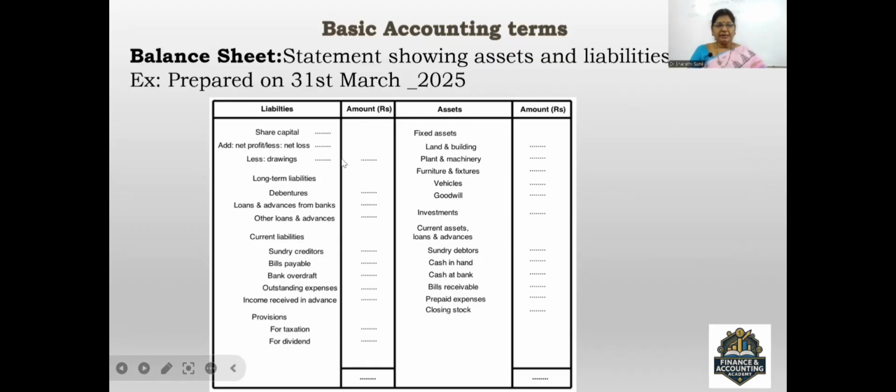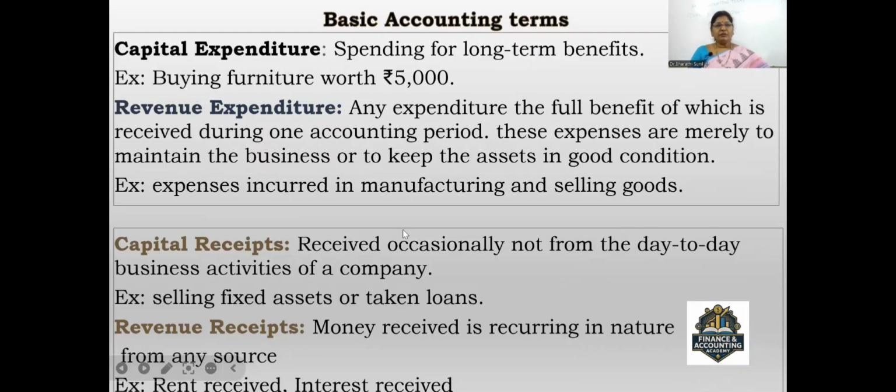So when we see the balance sheet, we'll come to know what our financial position is. In the trading account and P&L account, we'll come to know about our profitability. In the balance sheet, we'll come to know about our financial position. Is it clear? Yes. Next, we'll go to another term, called capital expenditure.